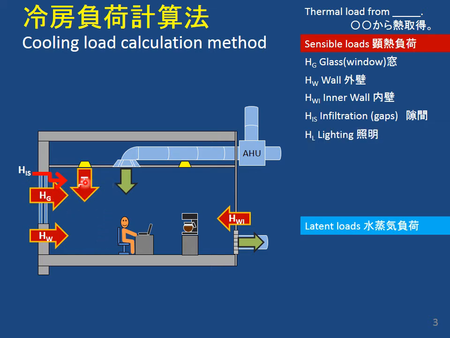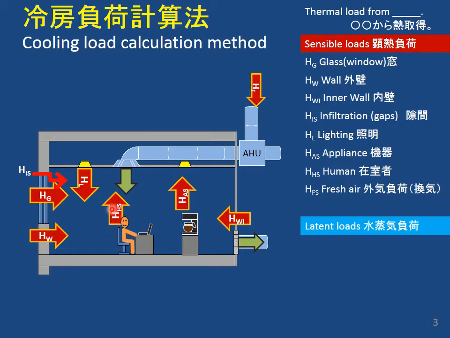Heat from the lights. Heat from any appliances, so computers, heat sources, maybe a kitchen. Heat from the people inside. And the heat that you need from the fresh air that you bring into the room through the air conditioning system. And we'll add an extra factor for losses.